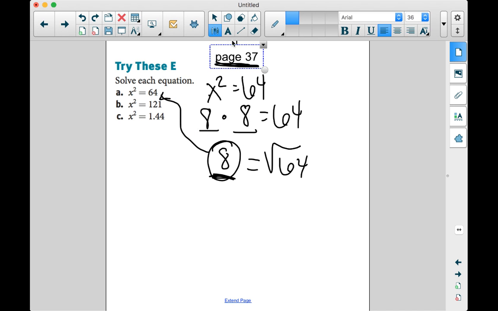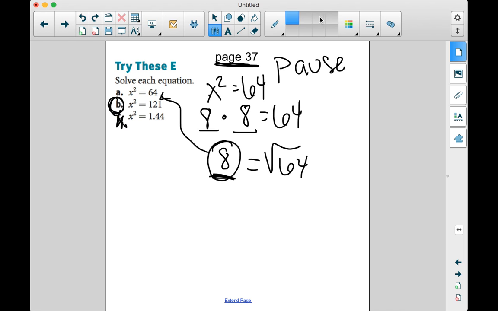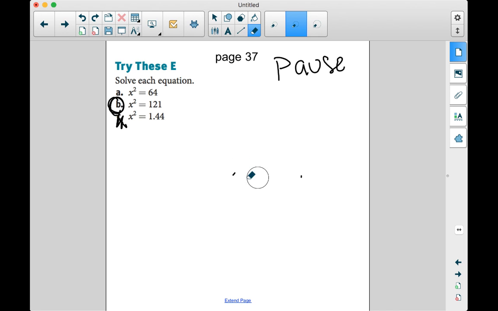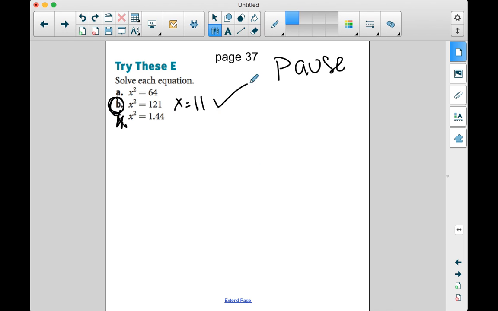I want you to go ahead again and hit pause, and I want you to try letter B. Don't worry about letter C. If you feel up to it, go ahead and try it, but just try letter B for right now. All right, if you had x equals 11, you are correct, because we know that 11 times 11 equals 121.